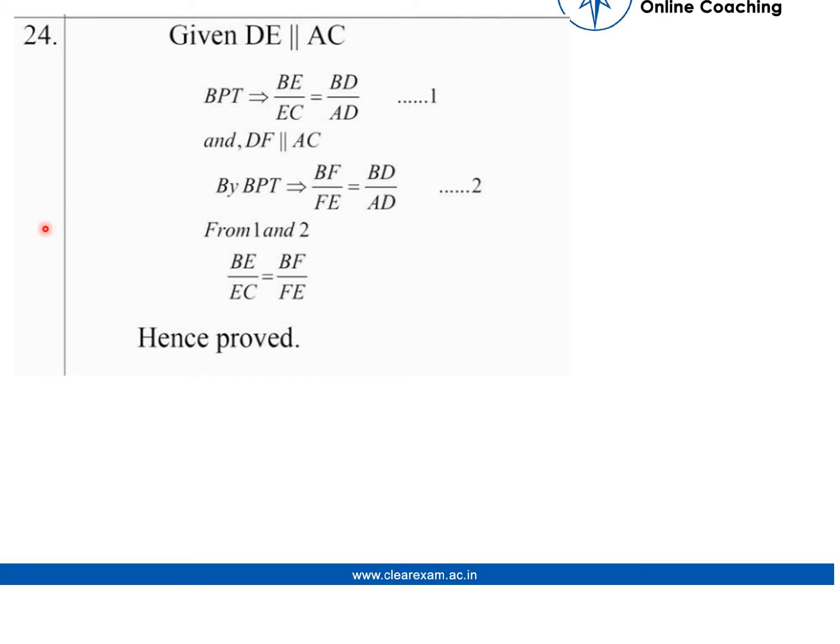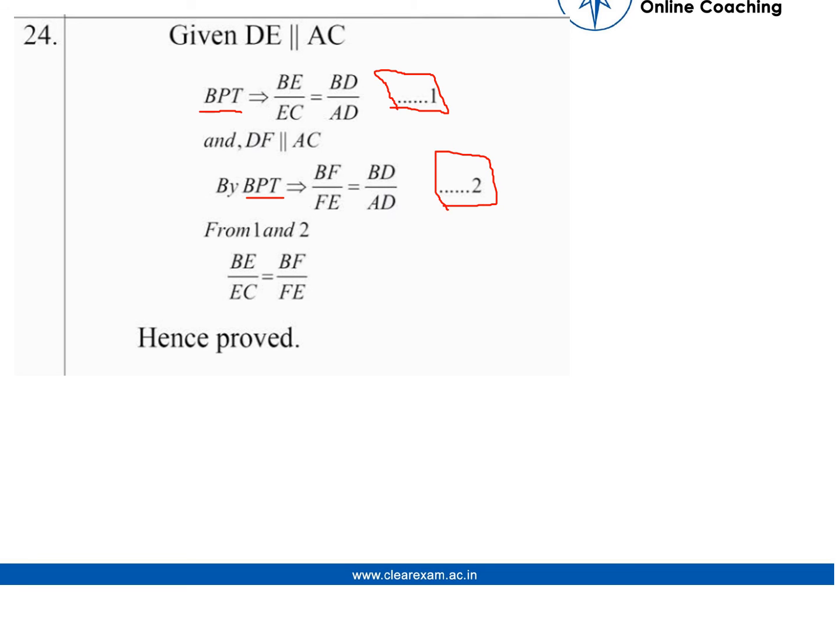We know that DE is parallel to AC. So by BPT, the basic proportionality theorem, we have BE by EC equal to BD by AD. We mark it as our equation 1. And similarly, through another parallel line DF parallel to AC, we again apply the basic proportionality theorem and we get BF by FE equal to BD by AD. We mark it as equation 2.